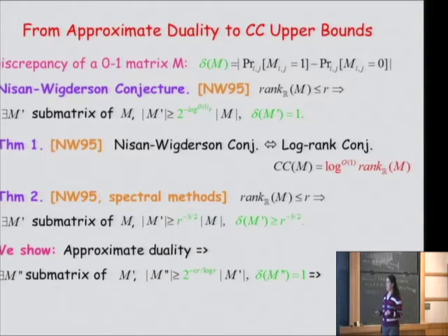And what we show is the following: approximate duality actually implies that this matrix M prime that is guaranteed by theorem 2 has a large submatrix M double prime. The size of M double prime is at least 2 to the minus CR over log R times the size of M prime, such that M double prime is monochromatic. So it has discrepancy 1.